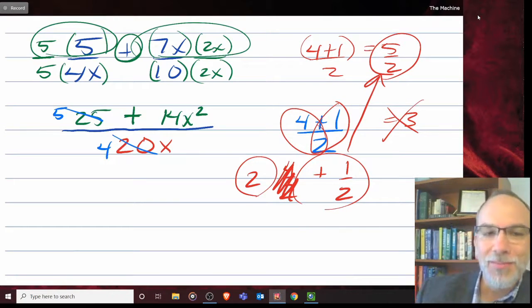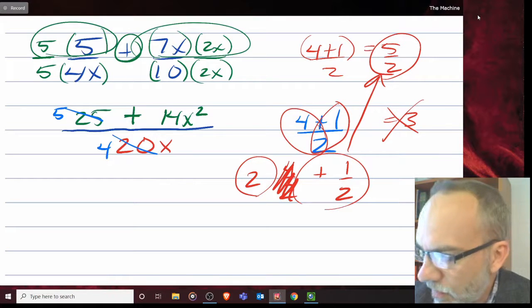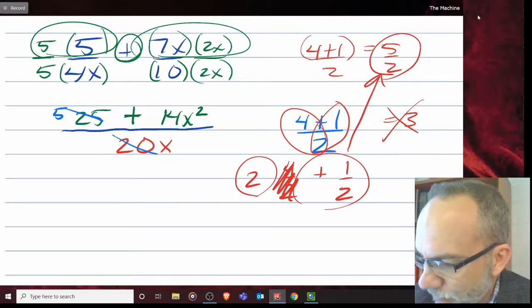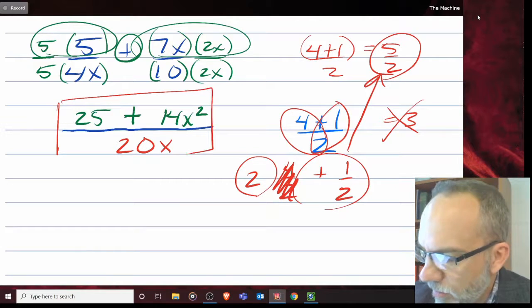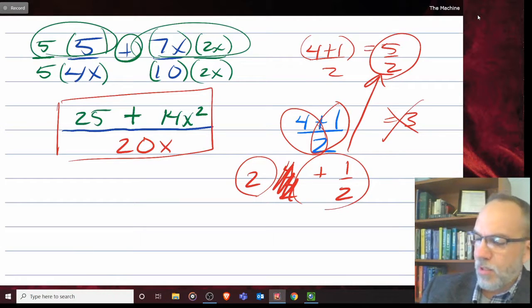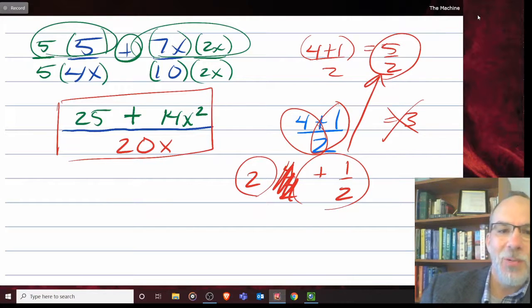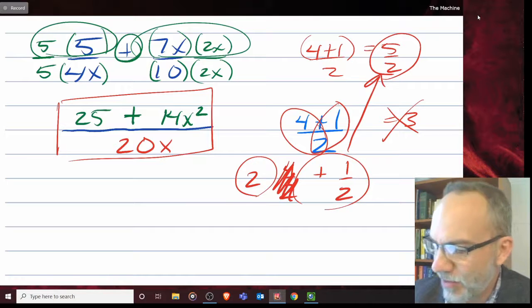That would work. Okay, but in this algebraic expression here that we've got, I can't reduce anything. It's best just to leave it just like that. Could maybe break it into 2 parts over 20x, but there's no advantage to that. So I'll just leave it as 25 plus 14x squared all over 20x. That's as far as I can go.